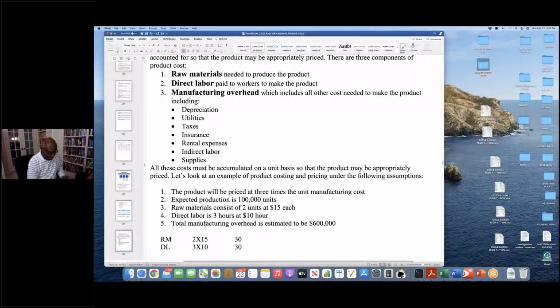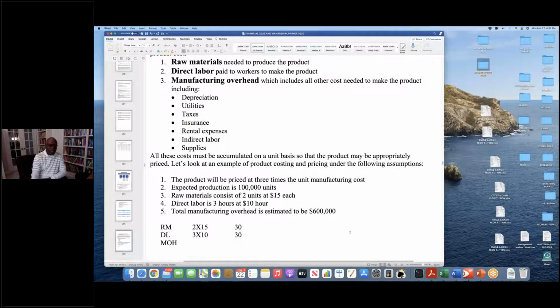You said how much is your overhead? That's 600,000. Yeah, but that's to make 100,000 books, your estimate. The product will be priced at 3 times the unit. I don't know, Professor. Does it depend on how much your product costs? I hadn't gotten there yet. I got to get the total unit cost. Yeah, I see your 600,000.